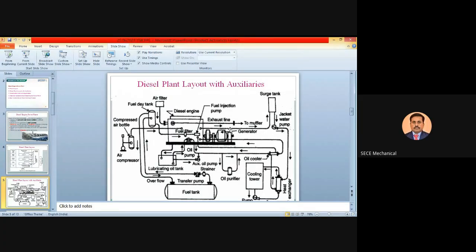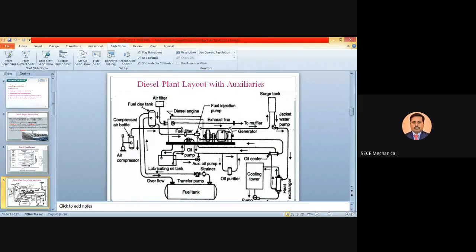Process industries like food processing, textile processing, and paper processing industries operate diesel engines continuously. If you operate continuously, a cooling water system is definitely required, so you have to provide a cooling tower.